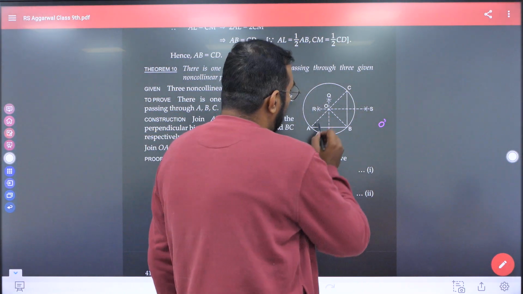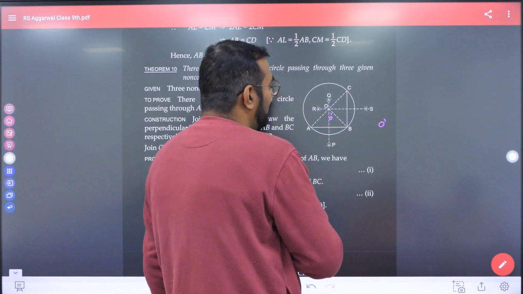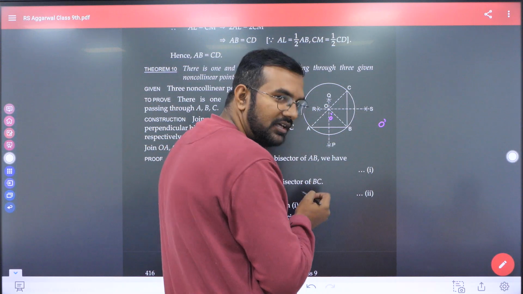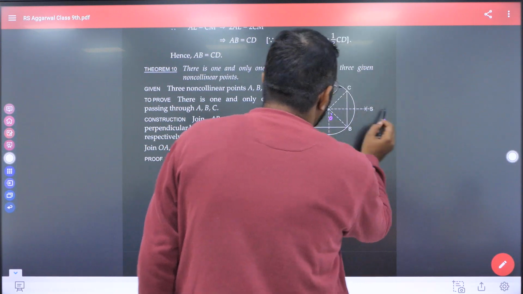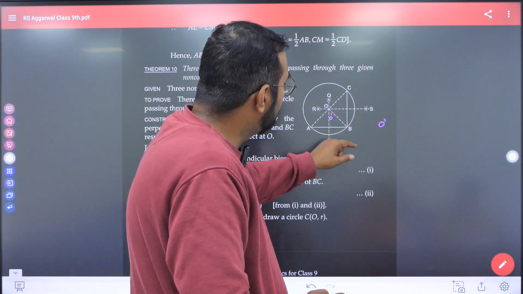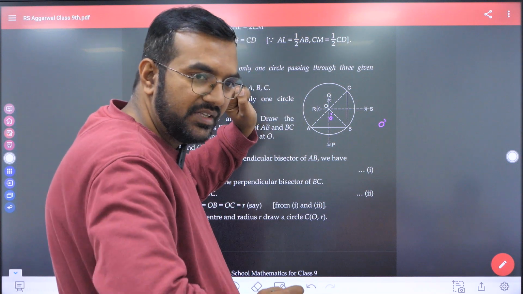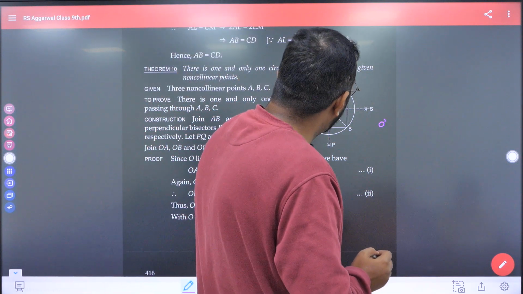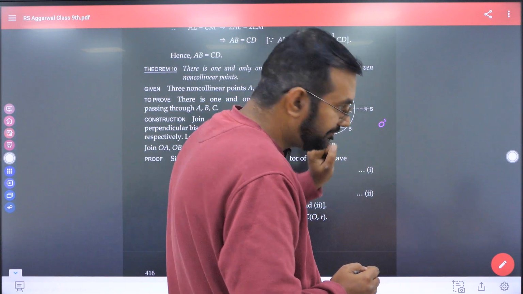So suppose O dash is lying on the perpendicular bisector PQ, and O dash also must lie on the perpendicular bisector of RS, because that point must be equidistant from B and C also. So it must lie on the perpendicular bisector of BC also.